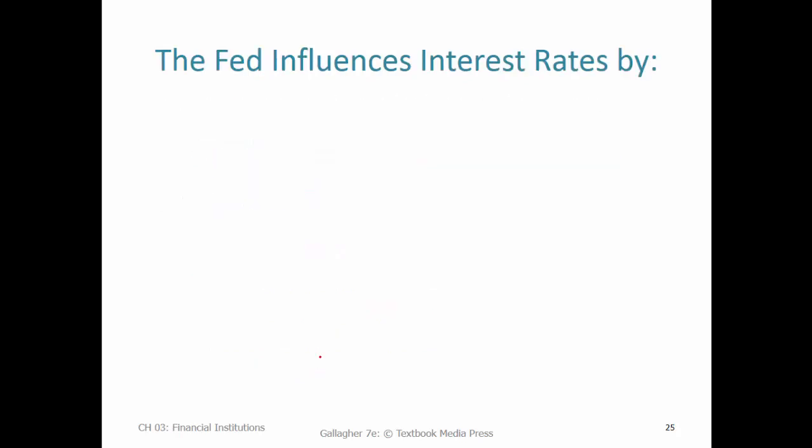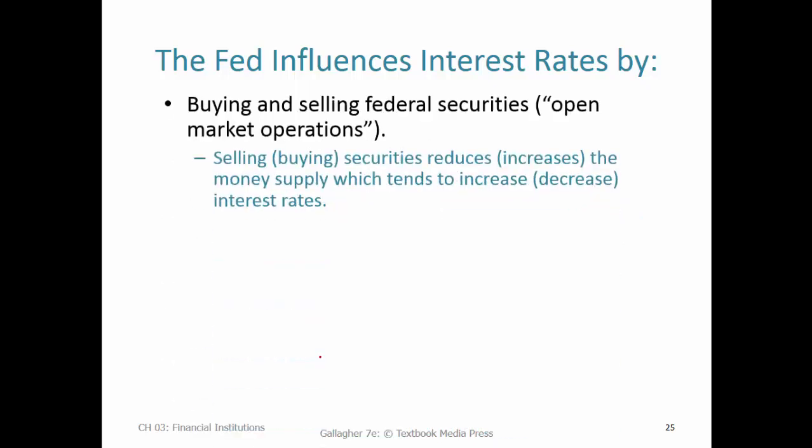Now, as I mentioned, monetary policy, the Fed is interested in changing interest rates to try to manipulate or stimulate overall economic activity. And there's a few ways they do this. The main way is buying and selling federal securities, T-bills or treasury bonds, through a tool called open market operations.